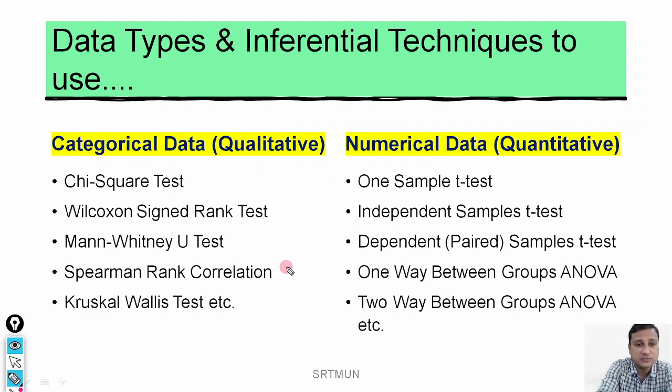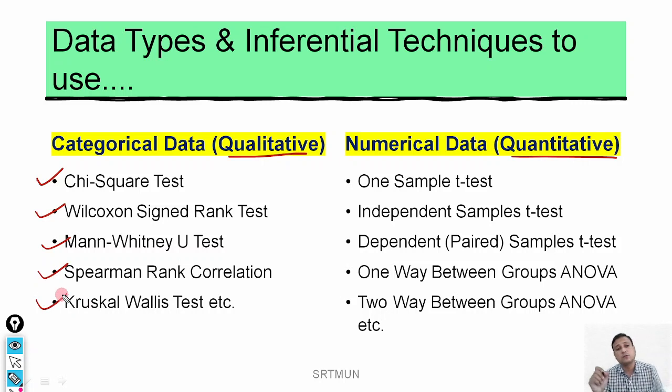Now here is the classification again. Here is a qualitative data on the left hand side, and on the right hand side there is a quantitative data. If you are having a qualitative variable on which you wish to make hypothesis test statement, or for which you wish to test the hypothesis, then you will have to choose chi-square test or Wilcoxon rank test or Mann-Whitney U-test, Spearman rank correlation, or Kruskal-Wallis test.